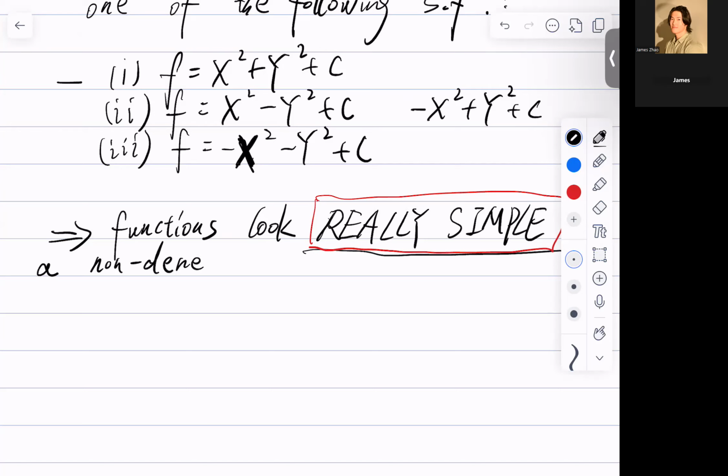namely a non-degenerate critical point. We can use a coordinate change to make it super simple. Another corollary of this theorem is that all the non-degenerate critical points are isolated. I'm not going to write this down, but it also holds for n variables. We're going to talk about that later.